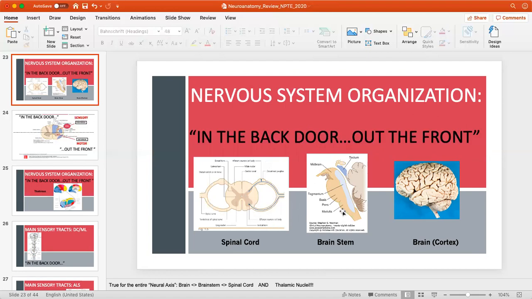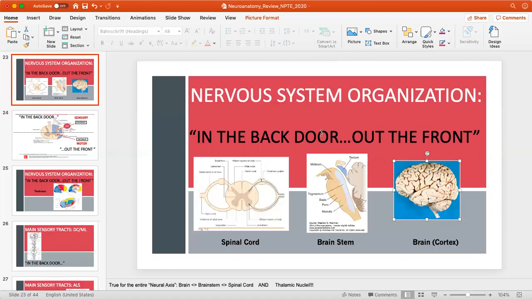So it happens spinal cord, brainstem, brain. That's also how our organization is set up in the thalamus, which we'll see in the next slide. But in the brain, most simply, we can think about what is our primary sensory cortex. Well, it's going to be our post-central gyrus. So the gyrus right behind the central sulcus.